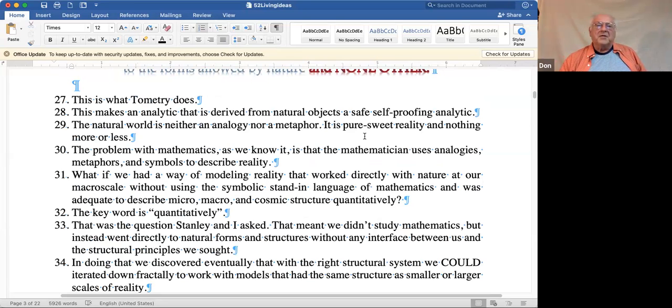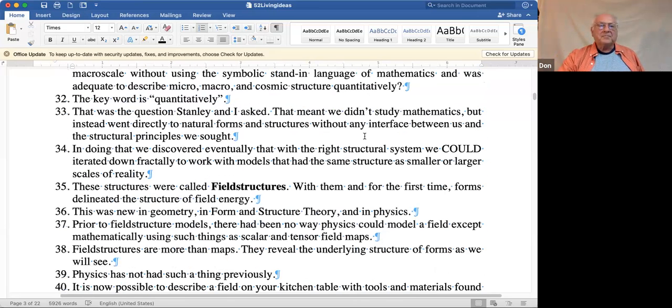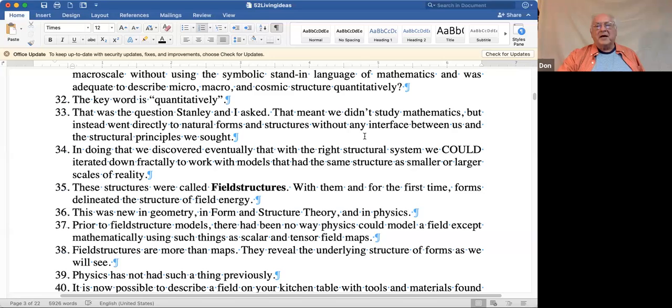The natural world is neither an analogy nor a metaphor. It is pure, sweet reality and nothing more or less. The problem with mathematics, as we know it, is that the mathematician uses analogies and metaphors and symbols to describe reality. What if we had a way of modeling reality that worked directly with nature at our macro scale without using the symbolic stand-in language of mathematics and was adequate to describe micro, macro, and cosmic structure quantitatively? And quantitatively is the key word here. That was the question Stanley and I asked.